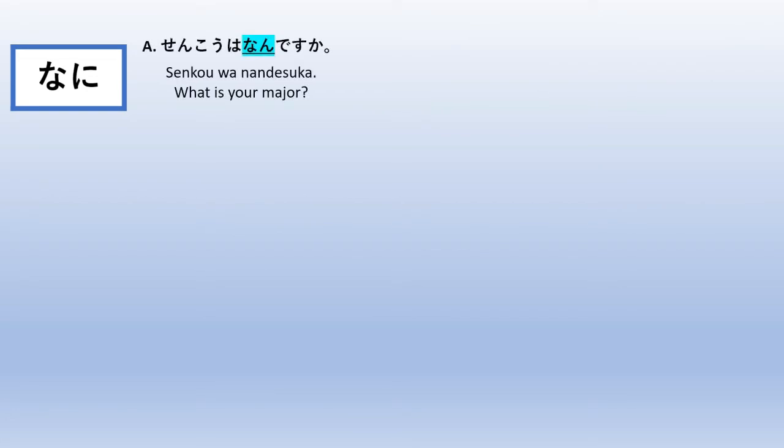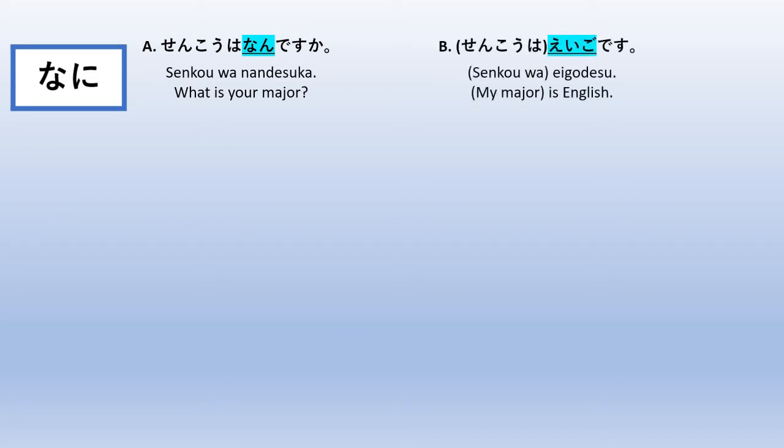First question, senko wa nan desu ka? And the answer is eigo desu. What is your major? English is my major, but you do not need to repeat senko wa. Just say eigo desu.